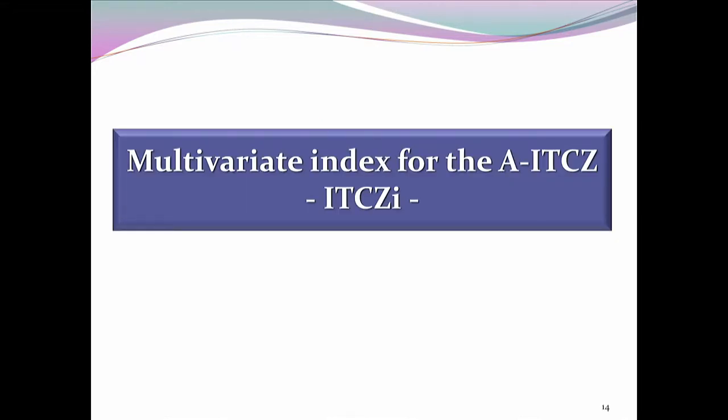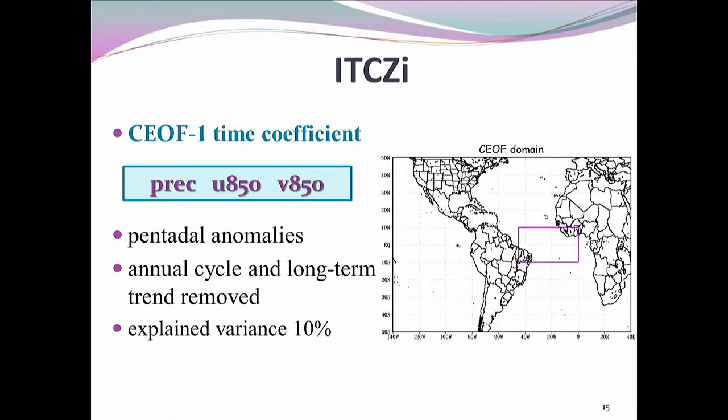Then, first of all, we propose here a multivariate index to analyze the variability of the Atlantic ITCZ. From now on, I will call this index ITCZI. This index is based on the first combined EOF, empirical orthogonal functions, for three variables: precipitation, zonal wind and meridional wind in low levels. A combined EOF of these three variables for this domain here, tropical Atlantic, and the time coefficient of this EOF will be the index. This index uses pentadal anomalies of the variables, and the anomalies have the annual cycle and long-term trend removed. And the explained variance for the first mode is 10%.